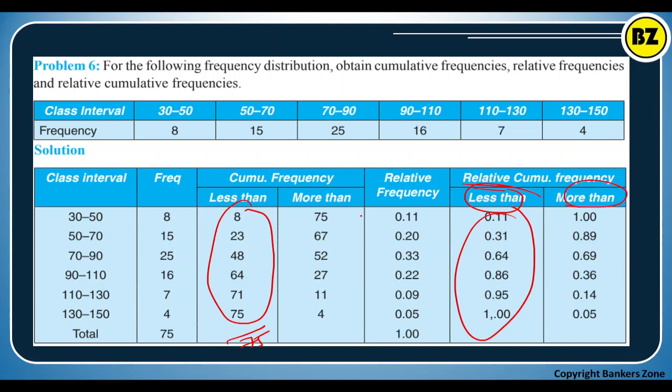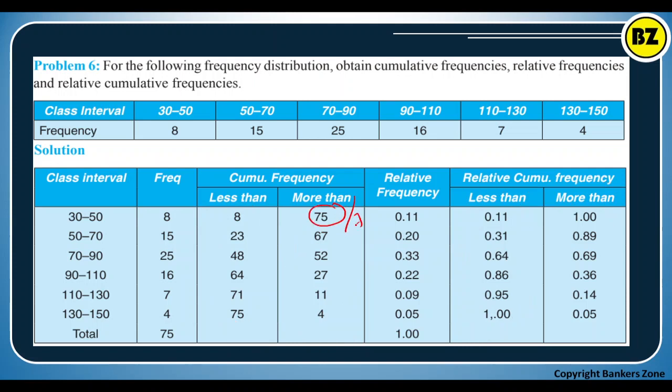For more than, simply these are the frequencies we have calculated, just divide each frequency by the total 75 and you will get the relative frequency. For example, here the frequency is 75 and the total is also 75, so this will be 1. It is very easy. Just remember how to find cumulative frequency: for less than, start with the top; for more than, start with the bottom. Relative frequency is frequency upon total frequency. Correspondingly you can find it for the less than or more than also. Okay, so we'll move to the next.